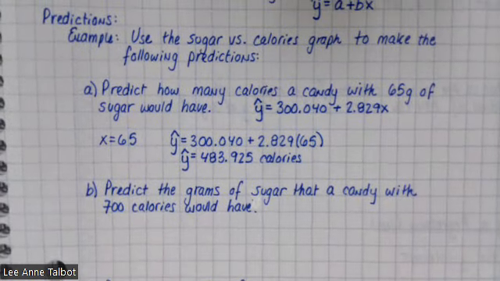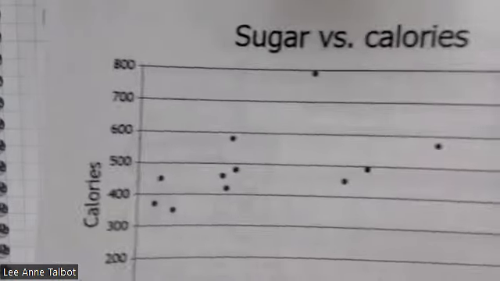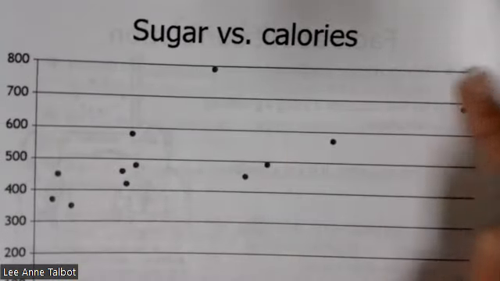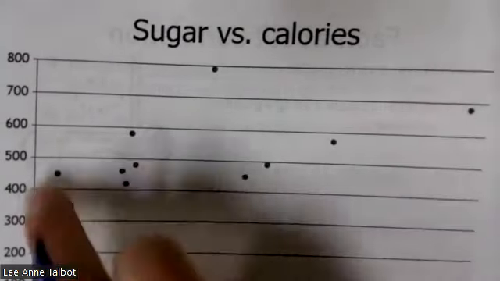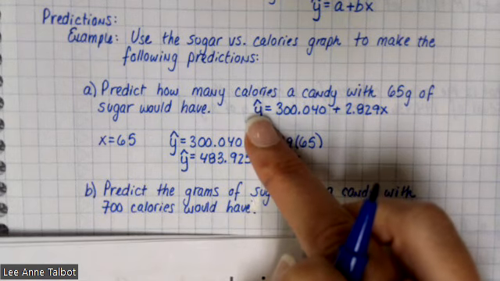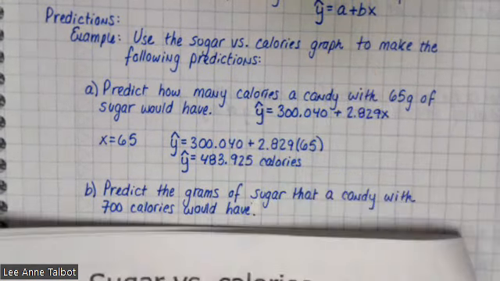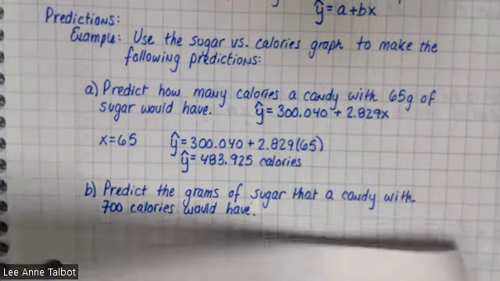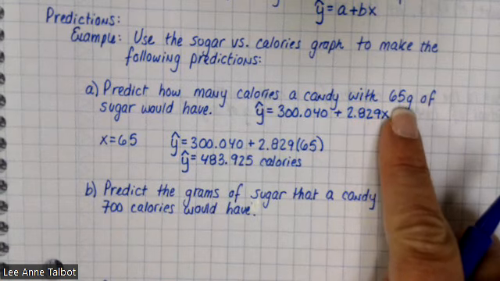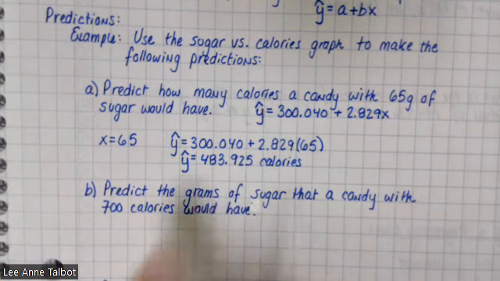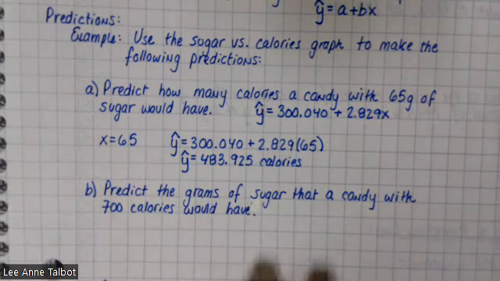So if you think about the scatter plot, I want you to think about me drawing a line here, but the actual coordinates are off the line. So this is like estimated y. We say the word predicted. So predicted y equals a plus bx. So we predict that a candy with 65 grams of sugar would have about 484 calories. We don't know for sure, but that's what our mathematical model would tell us.